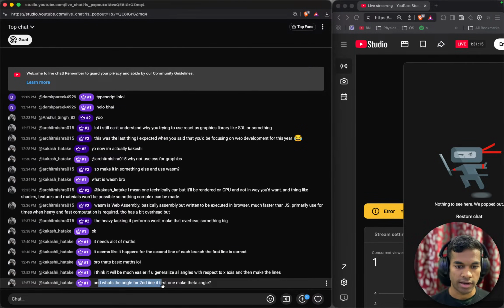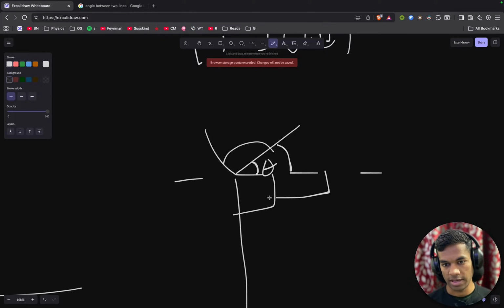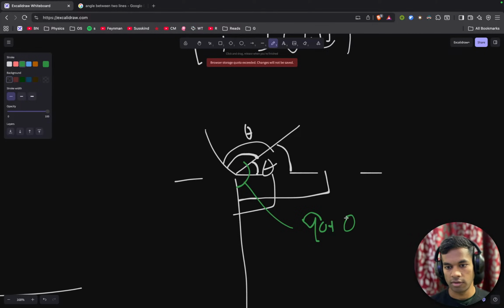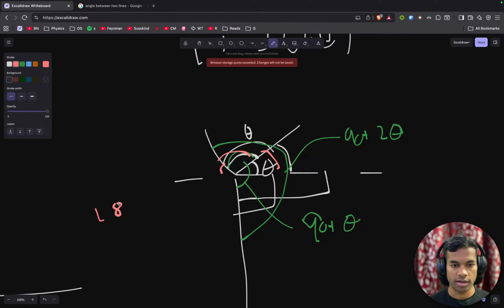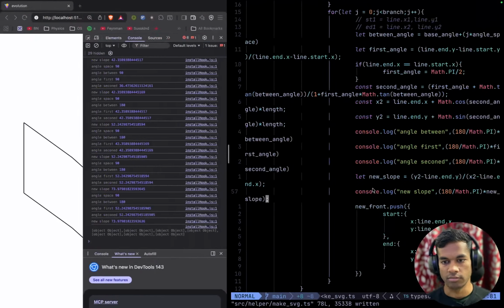And what is the angle for the second line if the first one makes theta angle? If the first line makes theta angle like this, the second line makes this base angle plus 2 theta. This is also theta. So if this angle is 90 plus theta, then this angle is 90 plus 2 theta. The spacing here is constant. Just the number of branches, 180 divided by the number of branches plus 1. So in this case, theta would be 60.